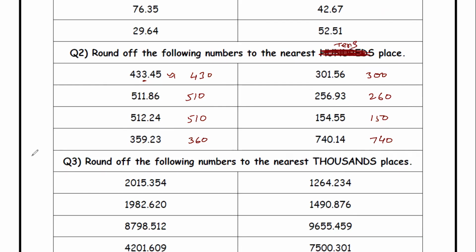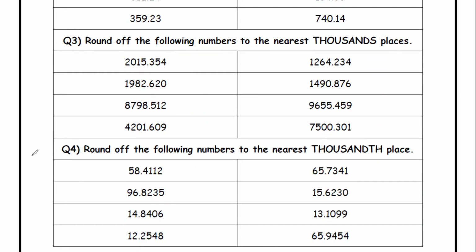Rounding off to the nearest thousandths place. See, thousandth out here, that is 1 over 1000, the thousandths place. Obviously, this is your hundredths place, and that is your thousandths place. So in order to round off to the nearest thousandths place, you need to look at the hundredths place.